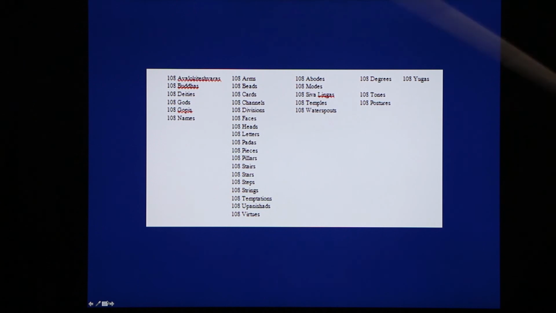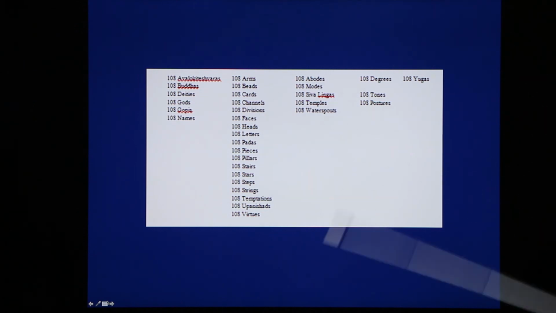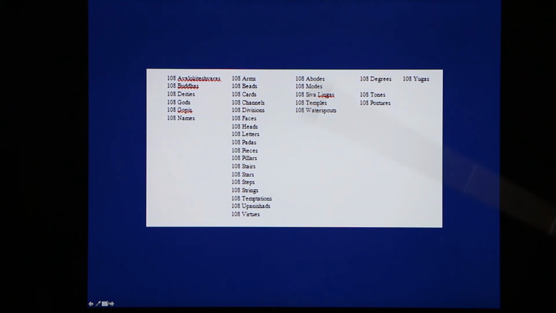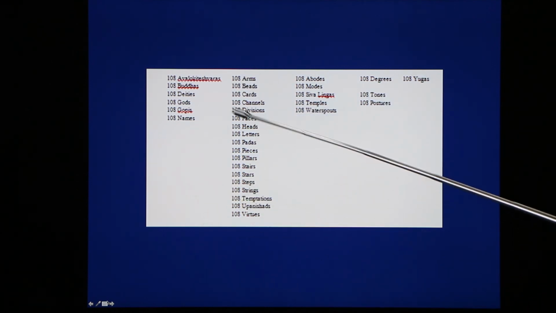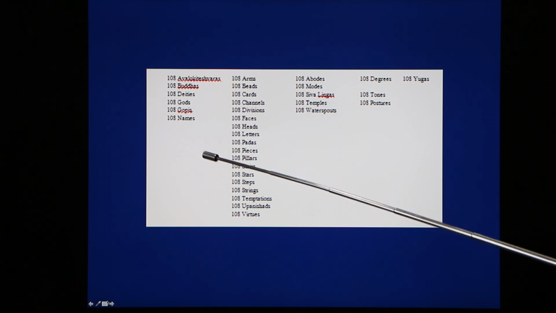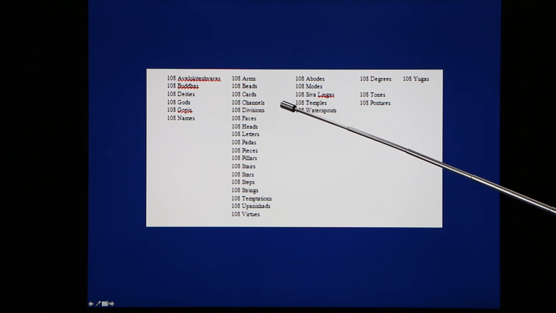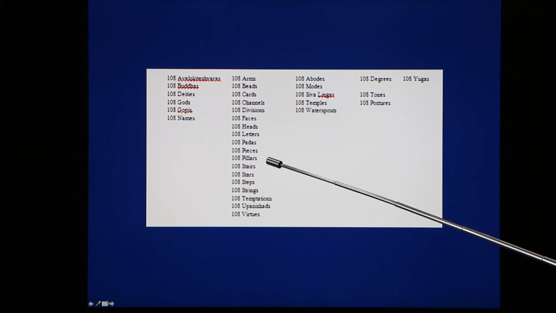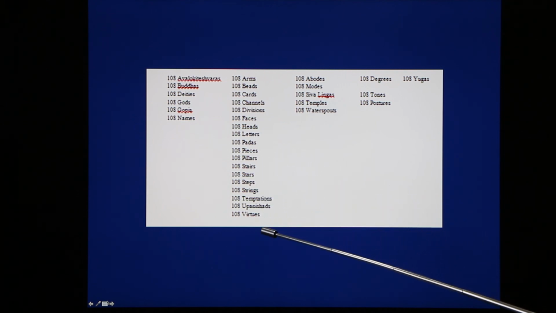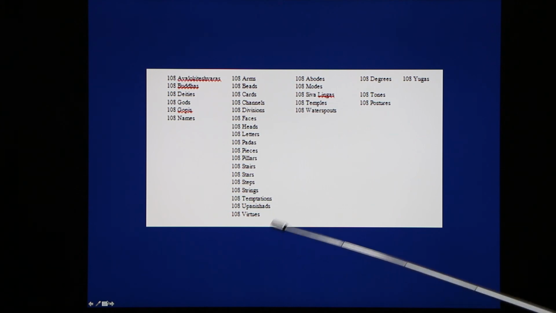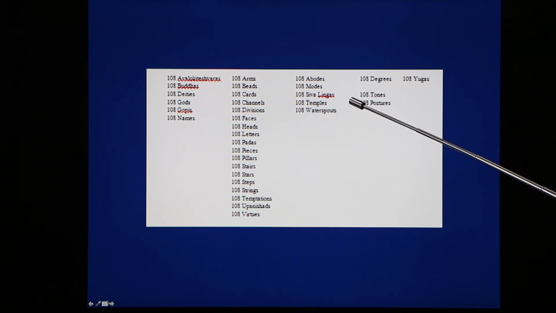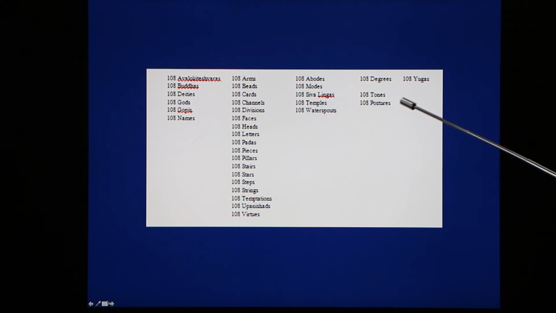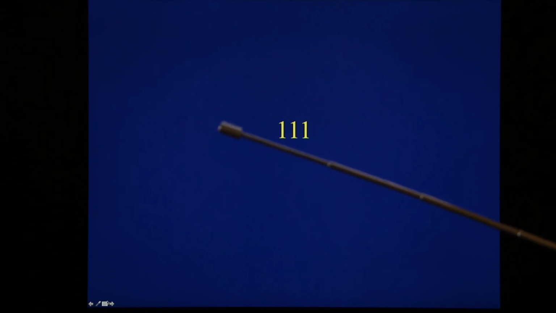108, well, it's almost senseless to repeat this, but for people not from this part, there are 108 Avalokiteshvaras, or goddesses of mercy, Buddhas, deities, gods, gopis, names, arms, beads, cards, channels, divisions, faces, heads, letters, padas, pieces, pillars, stairs, stars, steps, strings, temptations, Upanishads, virtues, abodes, modes, Shiva lingas, temples, water spouts, degrees, tones, postures, and yugas.